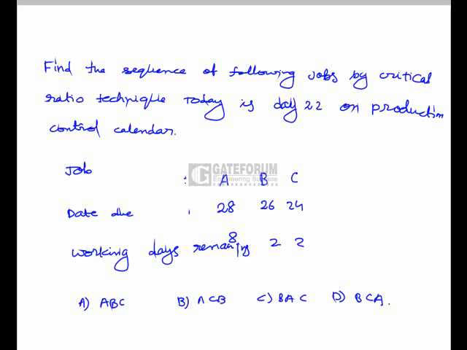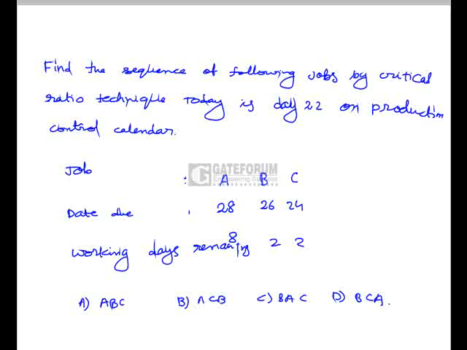Find the sequence of the following jobs by the critical ratio technique. Today is day 22 on the production control calendar. Here jobs are A, B and C, and the due dates are 28, 26, 24, and working days remaining are 8, 2, 2.